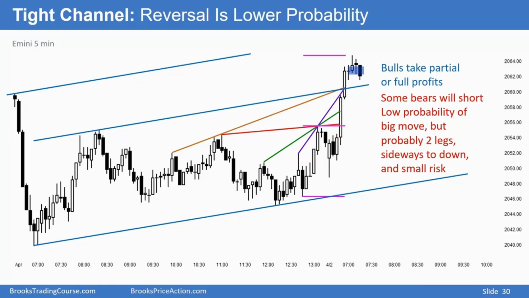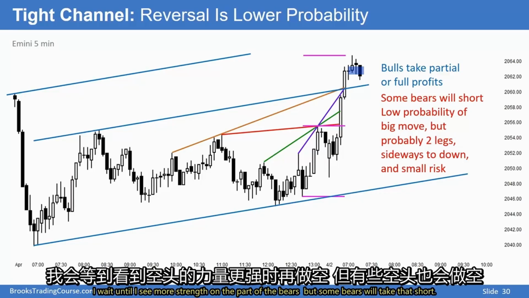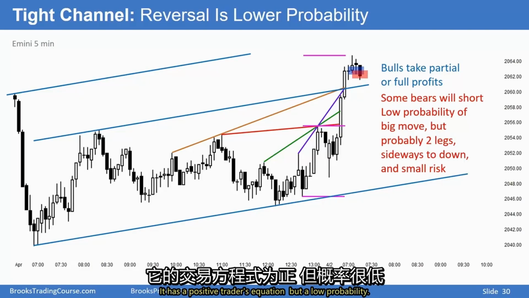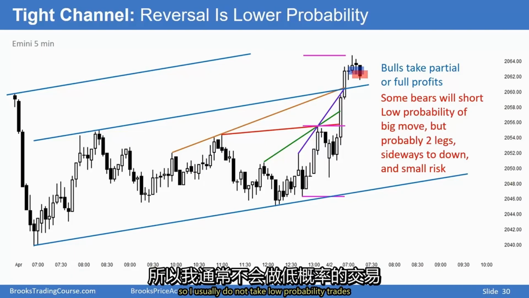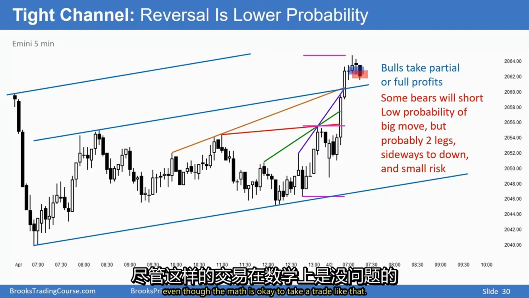to take that short. I usually do not take that short. I wait until I see more strength on the part of the bears. But some bears will take that short. It has a positive trader's equation, but a low probability. I like to win most of the time, so I usually do not take low probability trades, even though the math is okay to take a trade like that.